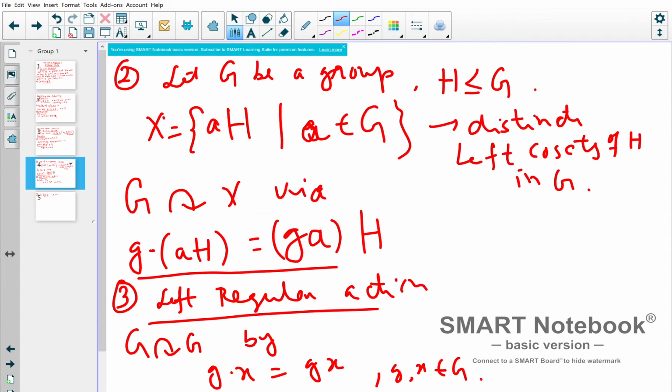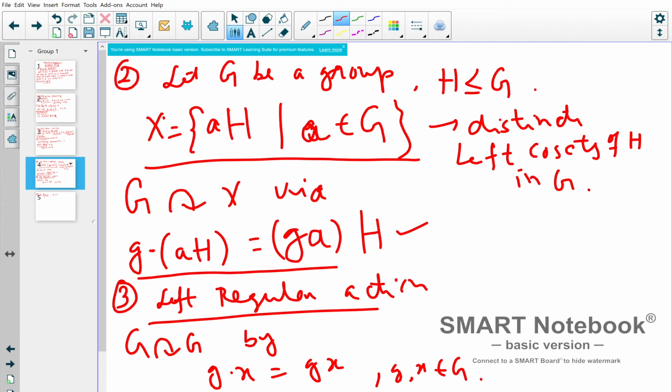Now there are many other actions, so let me tell a few more. G is a group and you have a subgroup H of G, and then you take the collection of distinct left cosets. X is the set which has all the distinct left cosets of H in G. Then G is acting on X via this operation: you have a left coset aH and an element g of G, and the action is the natural one, g times aH, the coset of ga. This is a very natural action.